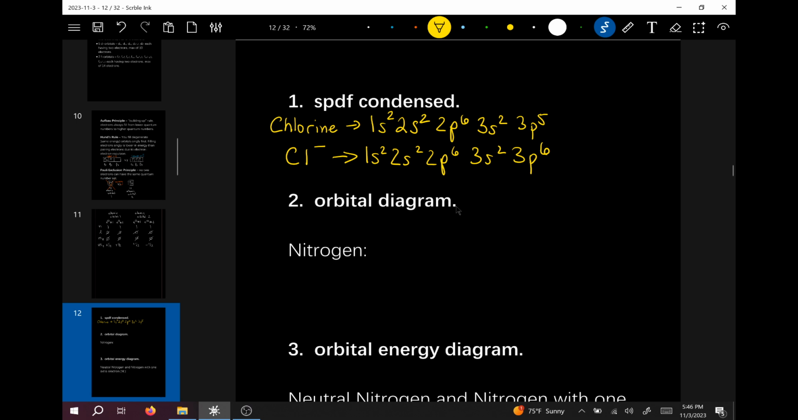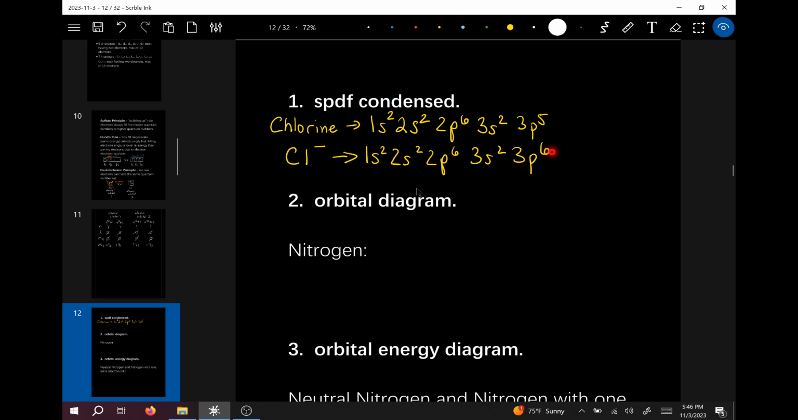Now, a good way to double check your work here is that the superscripts, the 2, the 2, the 6, and so on, should all add up to the number of electrons that given atom has. So let's start with the neutral chlorine atom. The neutral chlorine atom has 17 electrons. So 2 plus 2 is 4, plus 6 is 10, plus 2 is 12, plus 5 is 17. Good. Down here I have one extra electron, so that'd be 18. So we're on the right track here.